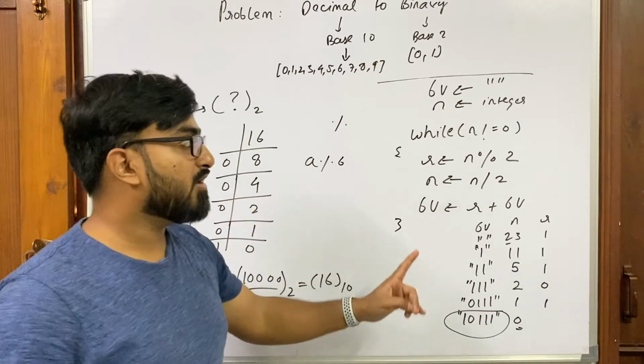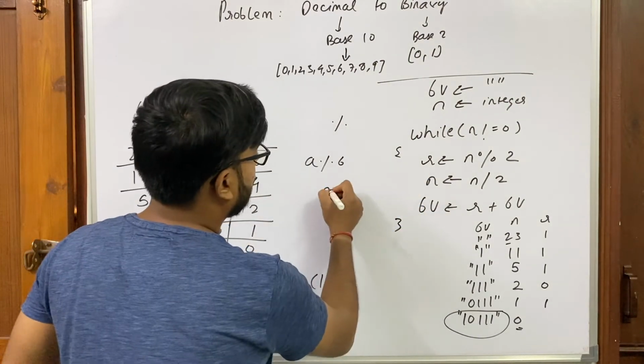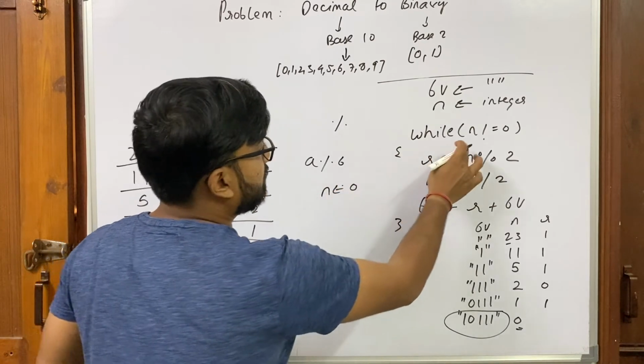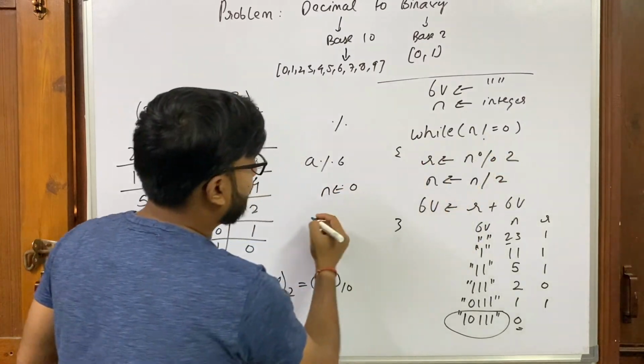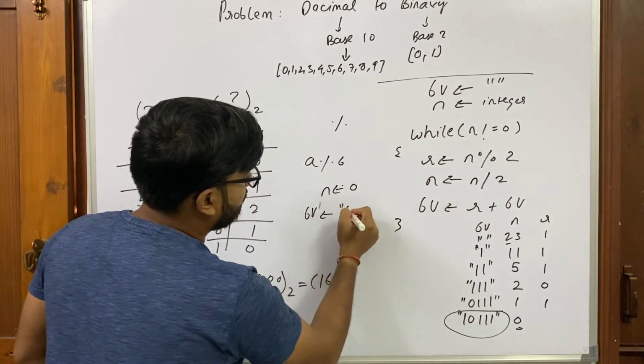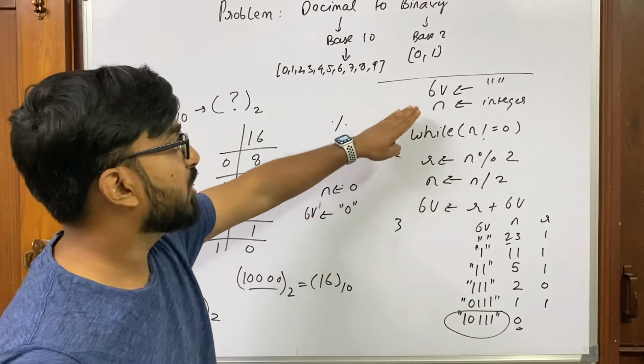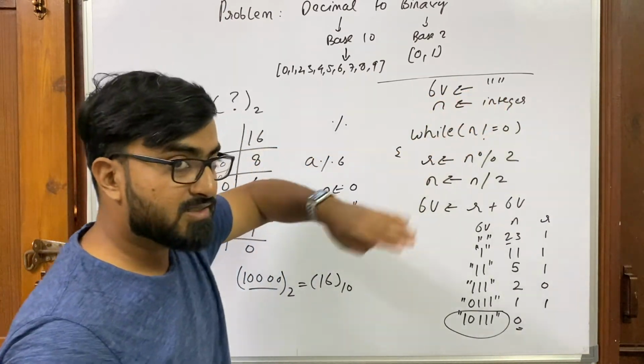Two things to note down here. First, this case will not work if n is 0. Suppose your n is 0, this condition will be false. For n is 0, I want BV to be 0. For n equal to 0, this loop will never be executed. So BV will stay a blank string instead of 0.